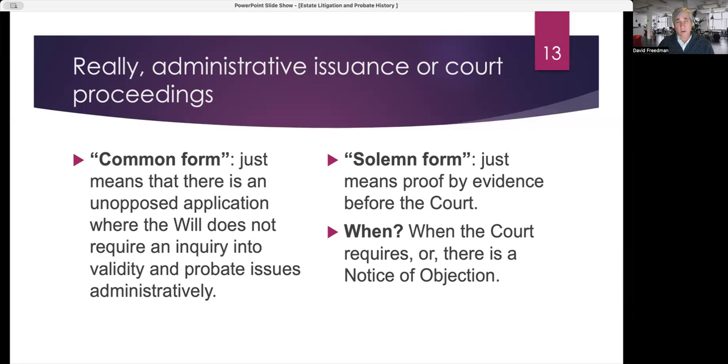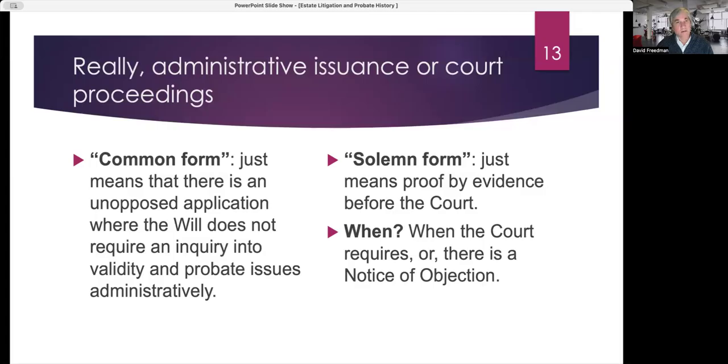The estates clerk looks at the will and uses a manual that's been created by the Ministry of the Attorney General. If there's nothing in that manual that causes a concern that requires the application to be elevated to a judge or returned to the applicant, and there's no notice of application that's been lodged, then probate will issue as long as the will appears to be compliant with formalities. And if the will is compliant with formalities, it's presumed to be valid. And then it's just an administrative exercise. So common form issuance of probate really just is the normal issuance of probate where there's no contest and there's no real concerns. Solemn form means the will has to be proven by evidence.